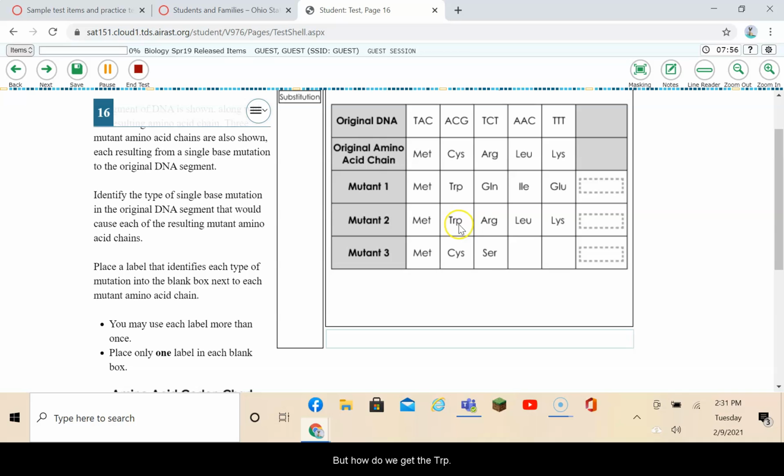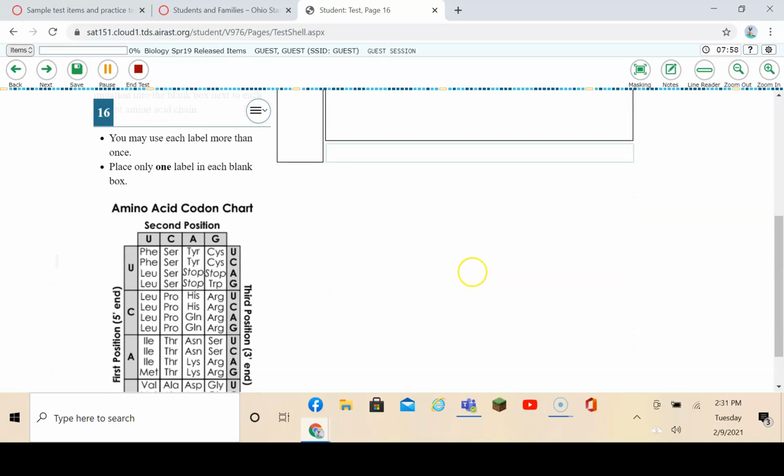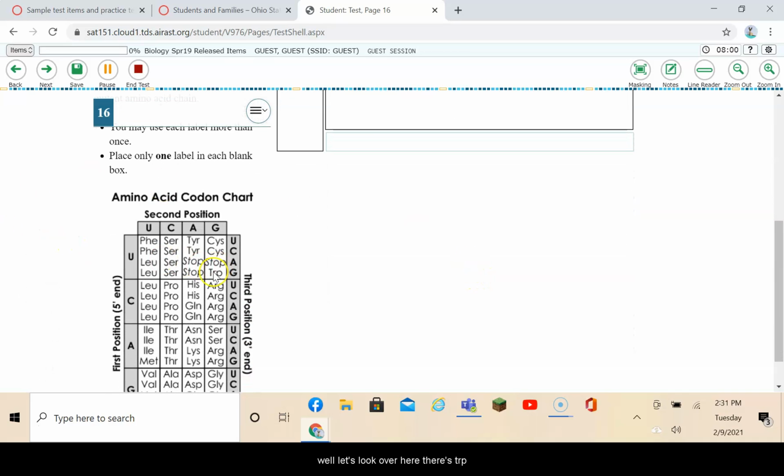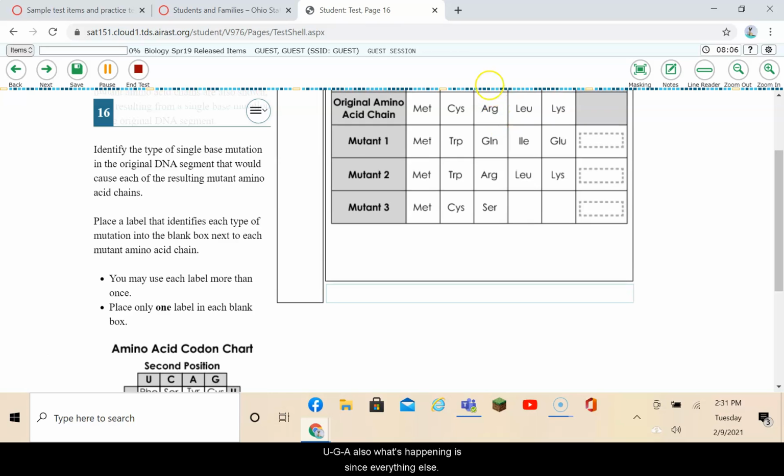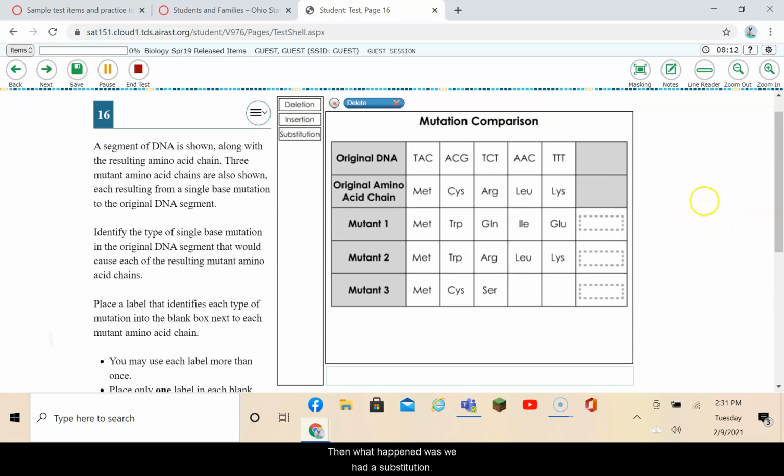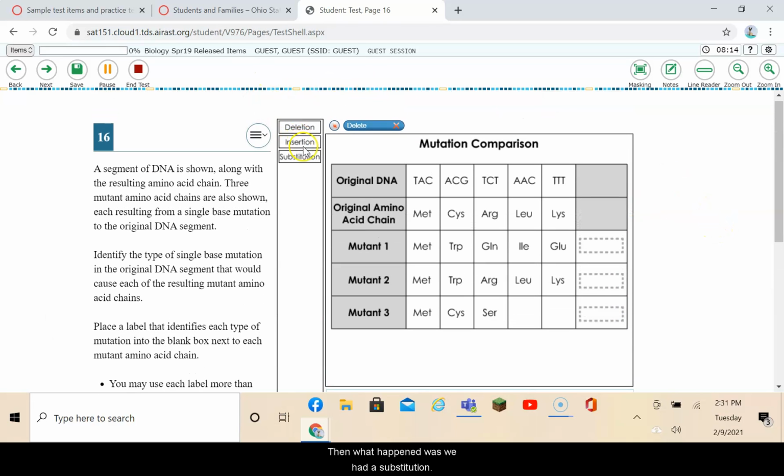But how did we get the TRP? Well, let's look over here. There's TRP, U, G, A. Oh, so what's happening is, since everything else is the same, then what happened was we had a substitution, and therefore nothing else changed except for this one amino acid.